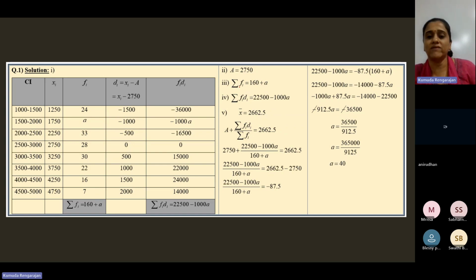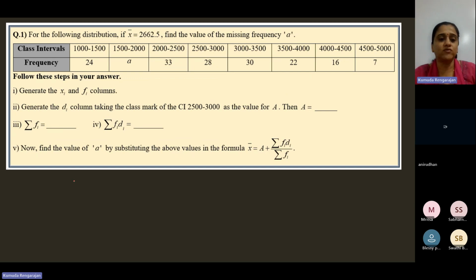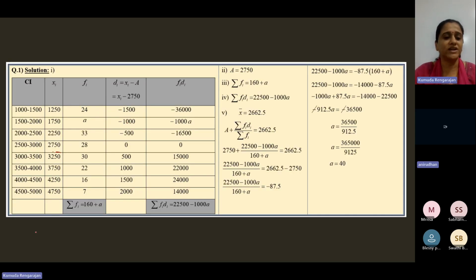So here in this class, how many of you got this value for sigma Fi correct? Ma'am, I found the Xi values correctly, but I did not assume the capital A. I assumed it as 3250. Even if you do that, you can get the correct value for A. But the thing in this question is to follow the instruction correctly. Yeah, you can take any value for A. Even if you have taken A as 3250, you should get the same answer, 40, if you work carefully. Just that you have not followed the instruction here.